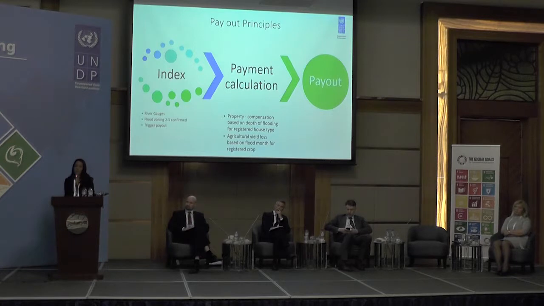The payout principle is that of index-based insurance, and I don't have to go through the benefits of that, which we heard all of yesterday and some of it today. So it uses the river gauge to confirm whether the 2 to 5 zone flooding has occurred. It triggers the payout. The property payment is calculated based on the depth of flooding for the particular house type, and the agricultural yield is based on the flood month for the registered crop, and it results in a payout.